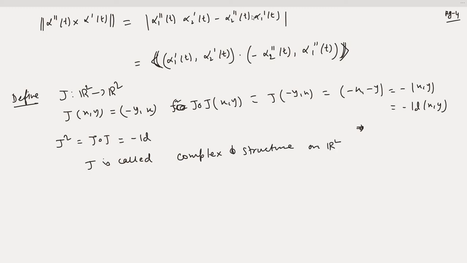on R2. Therefore from here we have the norm of alpha double prime of t cross product with alpha prime of t. This is equal to alpha prime of t dot product with j alpha double prime of t. Okay, so dot product with this, and therefore we have, so these are the conclusion.